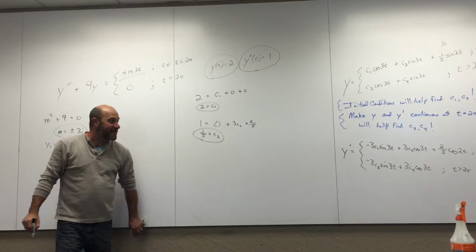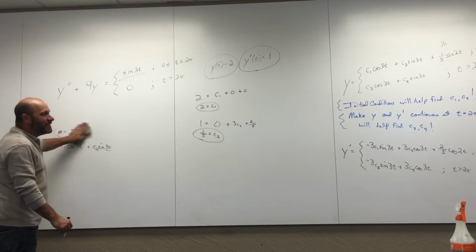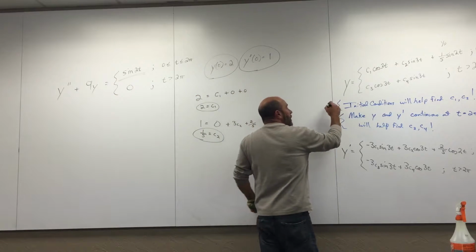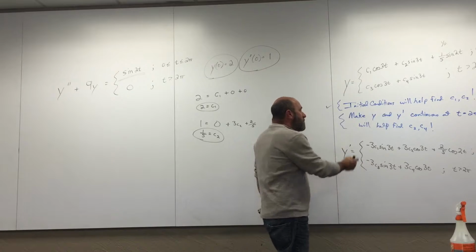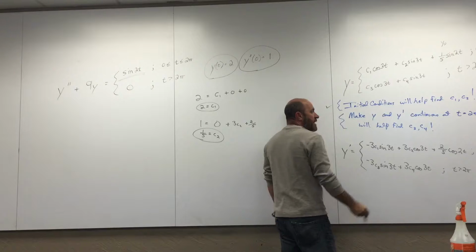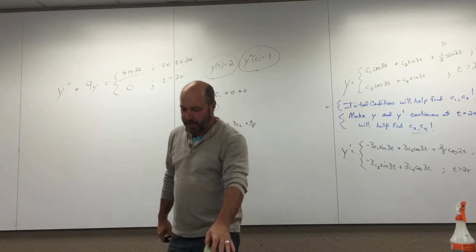All right, we're getting there. Now, what else did we want to do? We did the initial conditions. We got C1 and C2. Yeah, we did this part. All right, so now I want to make y and y prime continuous at t equals 2 pi. Supposedly that's going to help me find C3 and C4. All right, what does that mean?